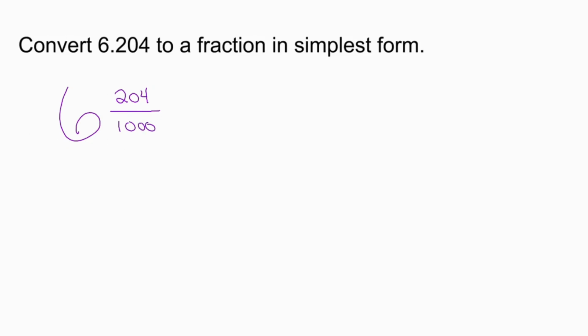Now you take a look at what we have and you realize, oh, both of these are even numbers, which means they're both divisible by 2. So let's divide the fraction part by 2. 204 divided by 2 is 102. 1,000 divided by 2 is 500. And the 6 is still going to live out in front.